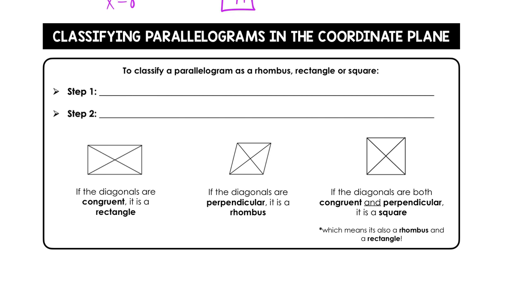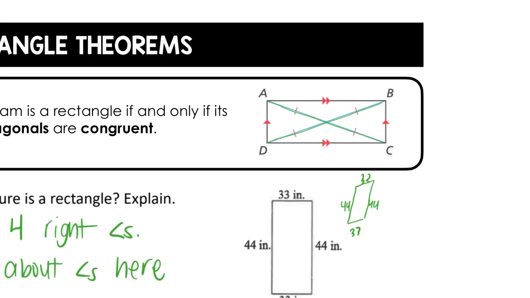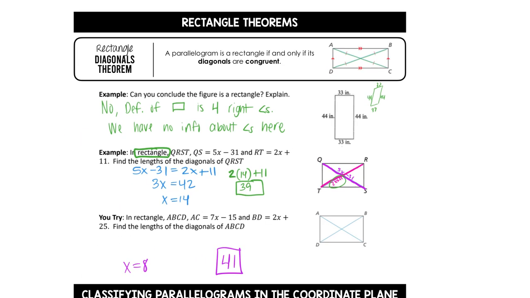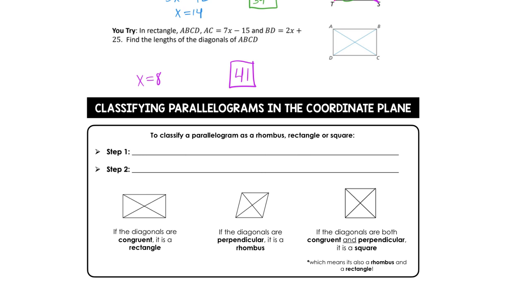So the easiest way to go about doing this is to use the diagonals, because there are some very specific theorems in each of these shapes about the diagonals. And let's just review those real quick. So if it's a rectangle, the diagonals will be congruent, right? In a square, the diagonals will both be congruent and they will also be perpendicular. So the easiest way to do this is to just use the diagonals, because that only involves 2 side lengths, right? That means you don't have to find the measure of all 4 sides.